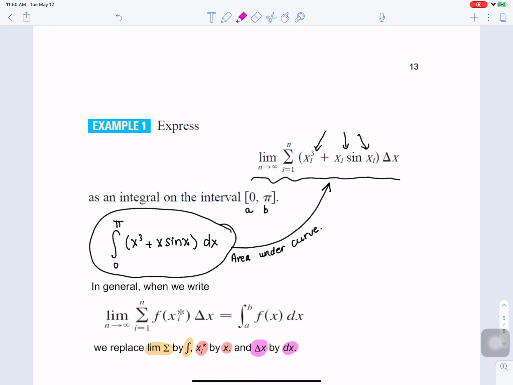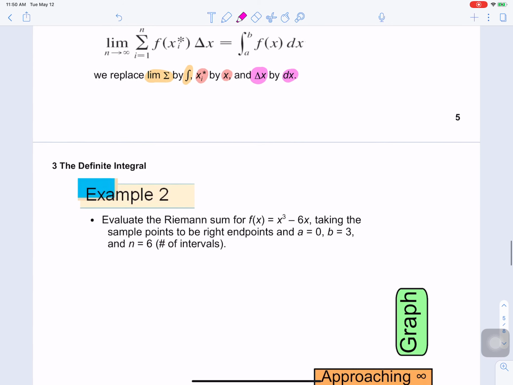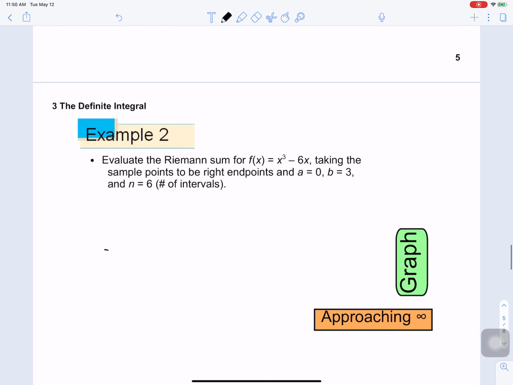That's the depth I want you to know with this sum notation, but you do need to know the approximation methods. Okay, so evaluate the Riemann sum for a function by taking the sample points to be the right endpoints, and they give you a and b. So what we're going to do is, this is an approximation. We would go from 0 to 3. We break it up into 6 spots. So 3 minus 0 divided by 6 is equal to 1/2.